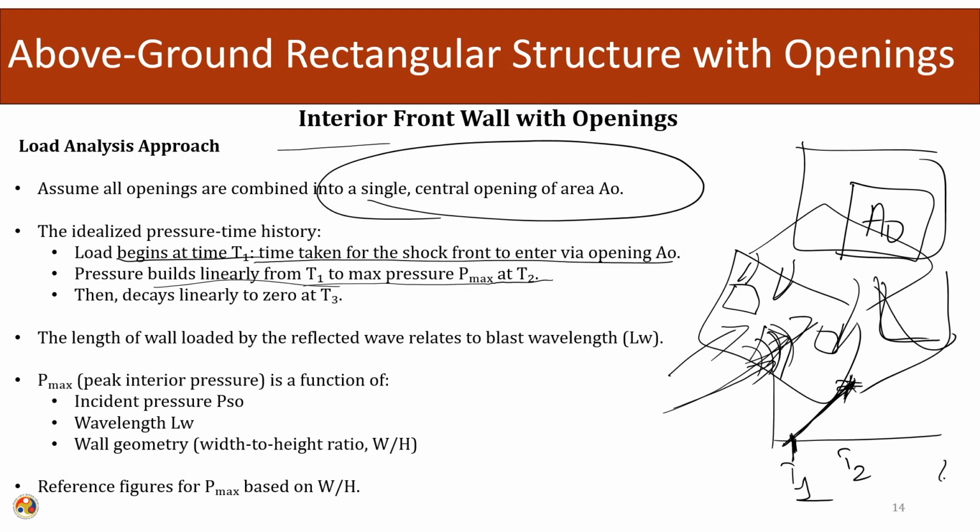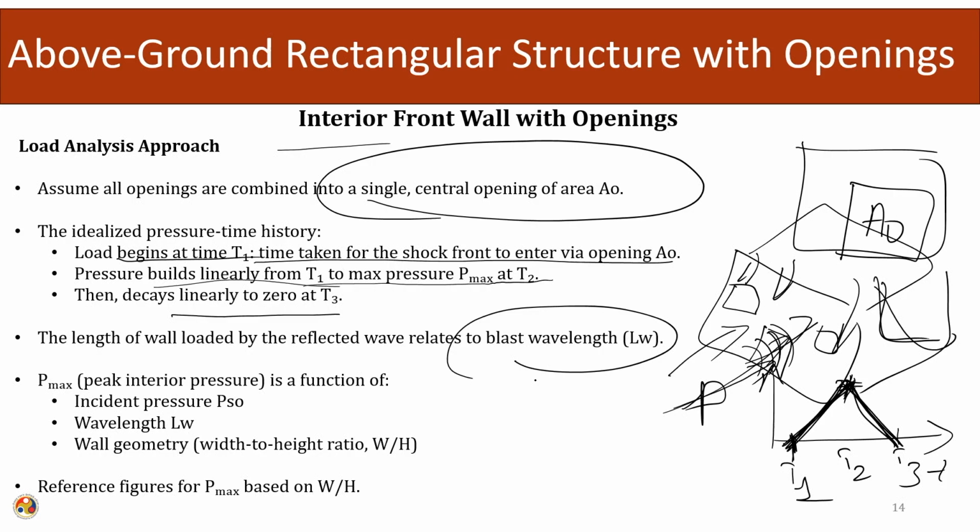So this is T and P. After that, it will decay linearly to t3. So the pressure time curve will be triangular like this. The length of wall loaded by the reflective wave relates to the blast wavelength. How much is the length that sees the effect of the blast load? It depends on the blast wavelength.